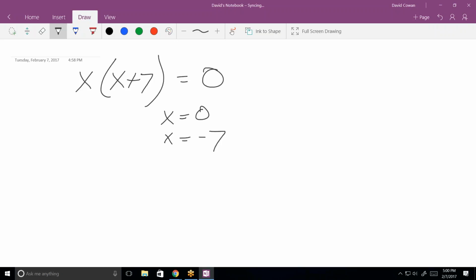This is kind of the most important rule of algebra: if you are multiplying multiple things together and you get 0 as an answer, then by definition, one of those things has to be 0. They don't both have to be 0, but one has to be 0. You cannot produce a 0 unless one of these is 0. So with these polynomials, you generally get two answers and they're both valid.